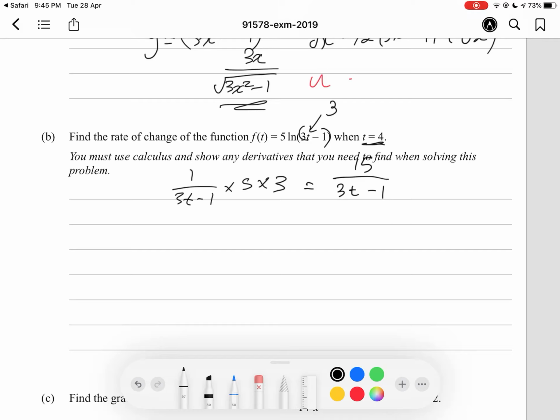And we need to substitute t equals 4 to find the rate of change. So that's our f dash of t. So f dash of 4 equals 15 over 3 times 4, which is 12, minus 1, which equals 15 over 11. You can just leave your answer like this, or you can change it to a decimal form. If you change it to a decimal form, you should get about 1.36. And this is another achievable question.